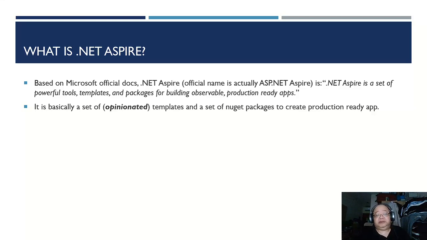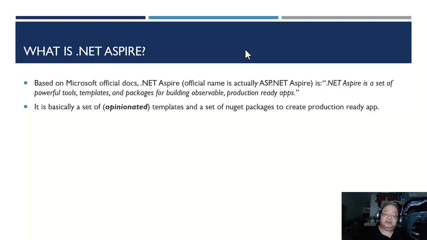So what is .NET Aspire? It is based on Microsoft Docs, of course. I'm pasting from Microsoft Docs: .NET Aspire is a set of powerful tools, templates, and packages for building observable and production-ready apps. And so it is basically, like I have mentioned before, it brings you templates and a set of NuGet packages. There is also tooling, but tooling is also part of the template itself.